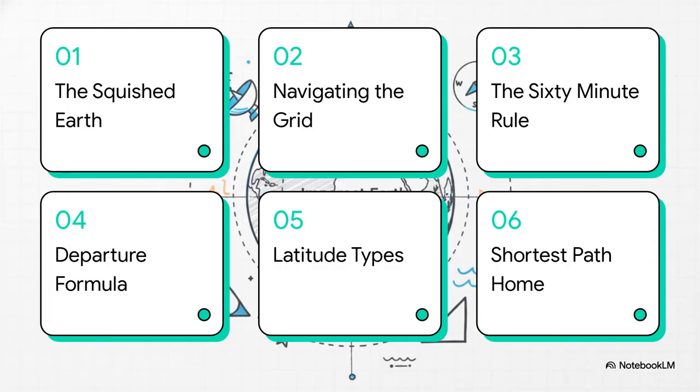Here's our flight plan for today. 1. The squished Earth reality. 2. Navigating the global grid. 3. The 60-minute rule. 4. Mastering the departure formula. 5. Geocentric versus geodetic latitude. And 6. The shortest path home.